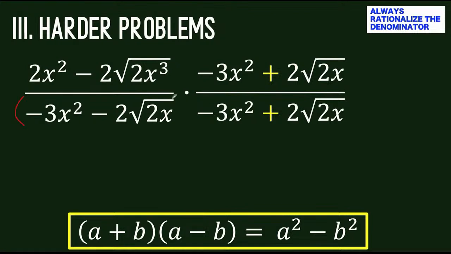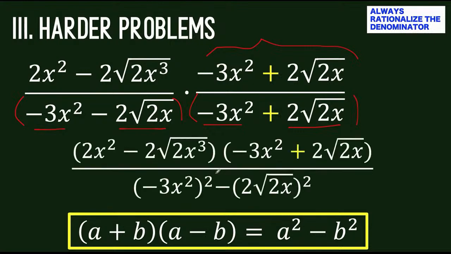This is the denominator. Our a is negative 3x squared. So our a here also is negative 3x squared. One is minus, one is plus. Our b is 2 square root of 2x. So you have the same 2 square root of 2x here. And we copy the same in the numerator. Then performing now the multiplication, you multiply the numerators, we just copy them here.